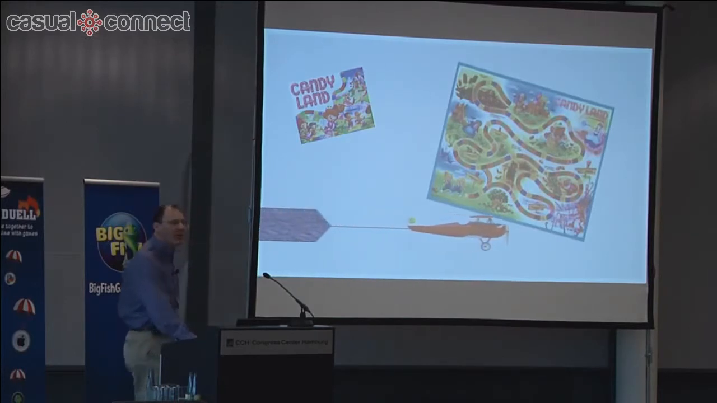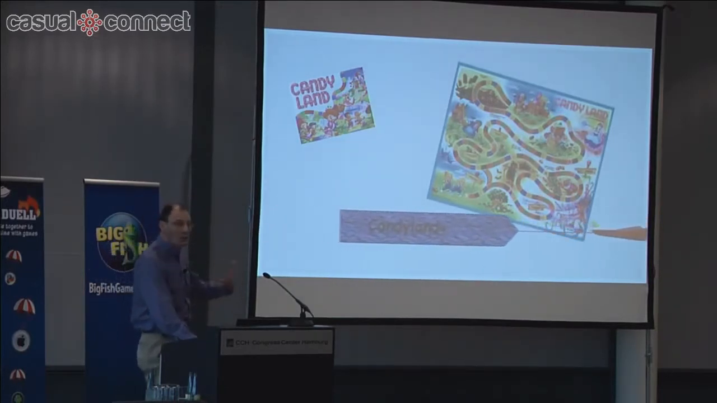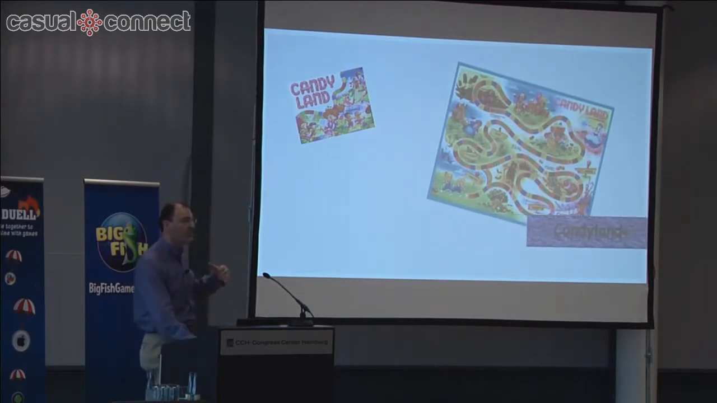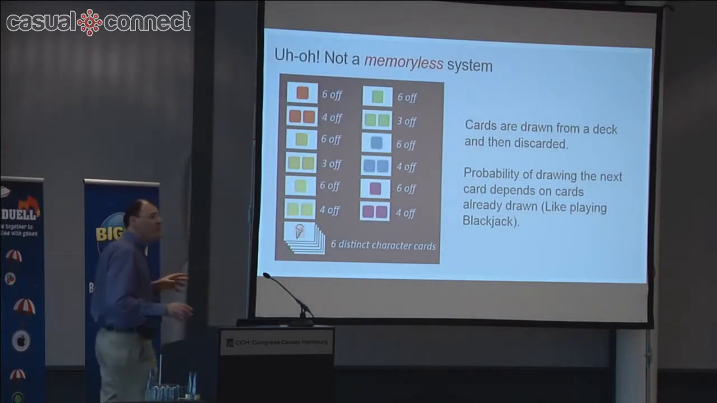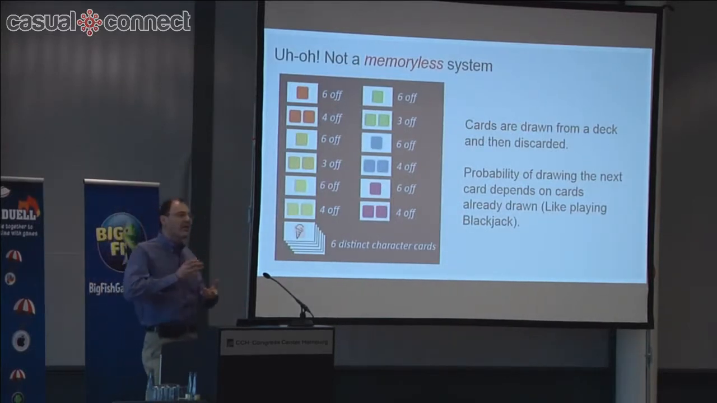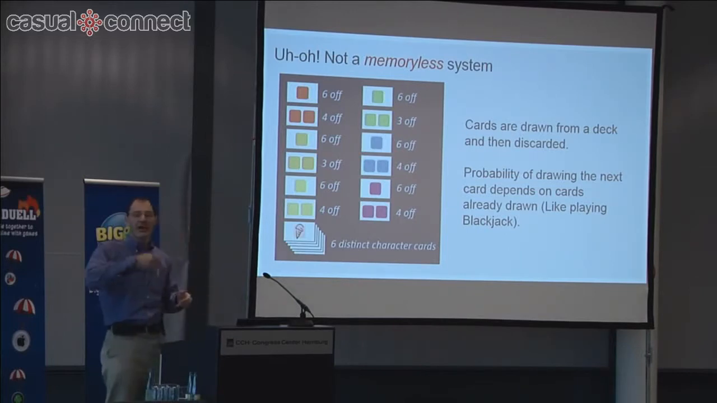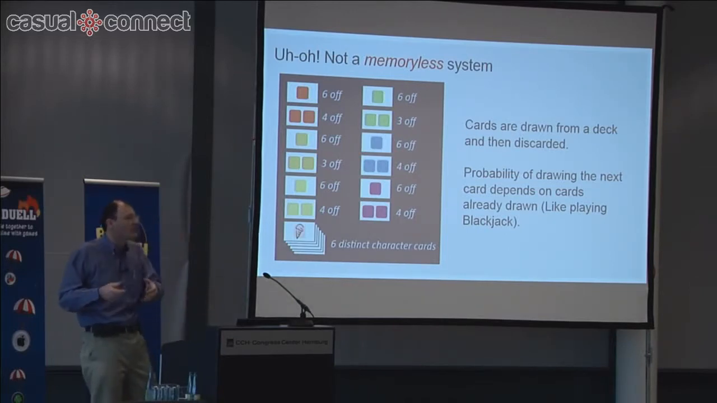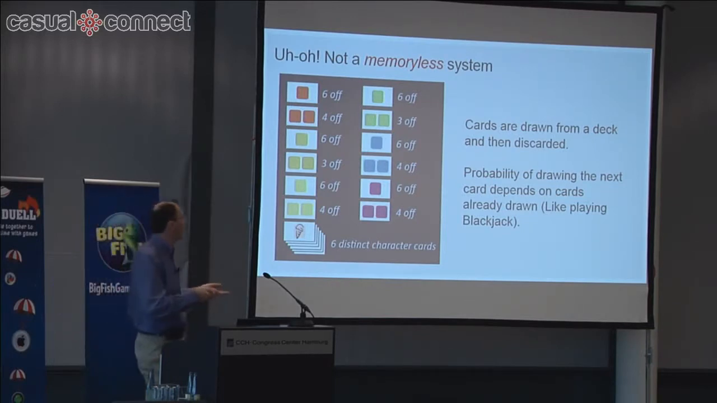Candyland, I don't know whether any of you play Candyland with your kids. It's another game where you don't really have any choice of the moves, so it's a perfect game that can be modeled with a Markov chain, but it's not a memoryless system. When you have a stack of cards and you draw the cards, the concentration of the cards changes because as you take cards out of the deck, they're no longer there. So it's not a memoryless system because the probability that you're going to move on to the next move is dependent on things that have happened in the past.